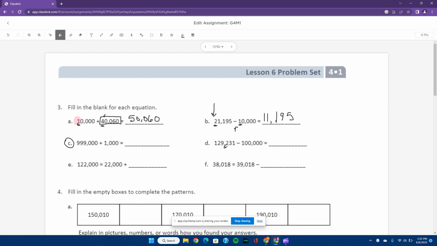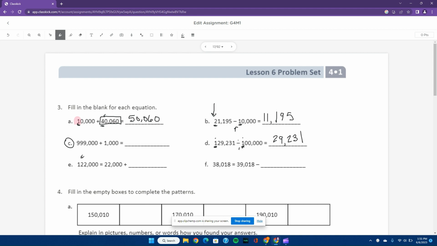Letter D says 129,231 minus, so we're taking away 100,000. So I have a 1 in my 100,000s place here. I have a 1 in my 100,000s place here. So really I'm thinking 1 minus 1, which is 0, to leave me with no 100,000s actually. So I'm just really now focused on the other digits that are in the other place values to make 29,231.